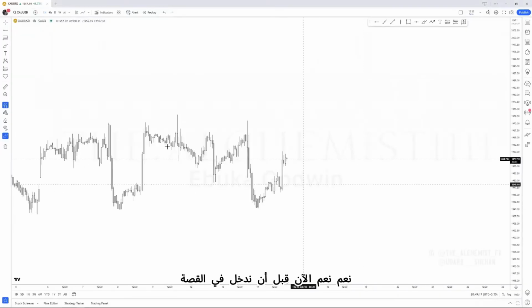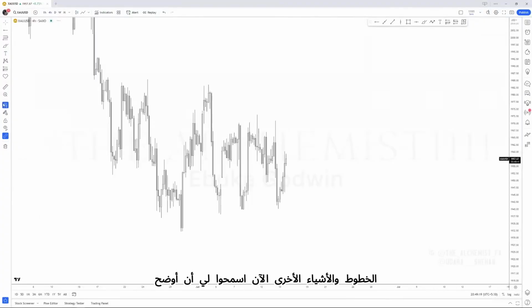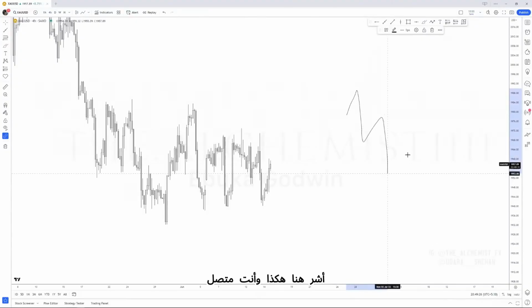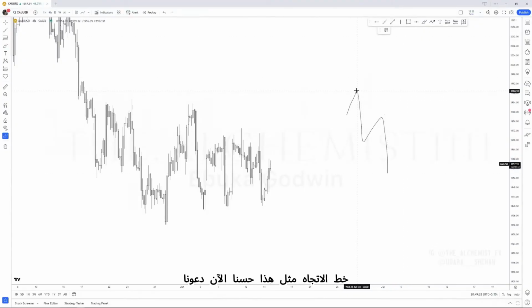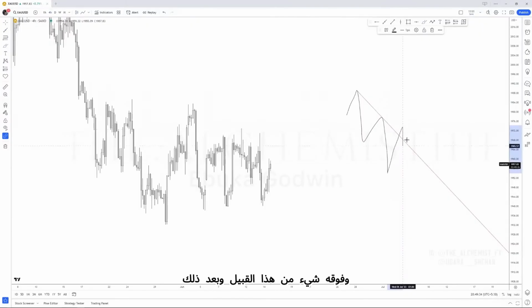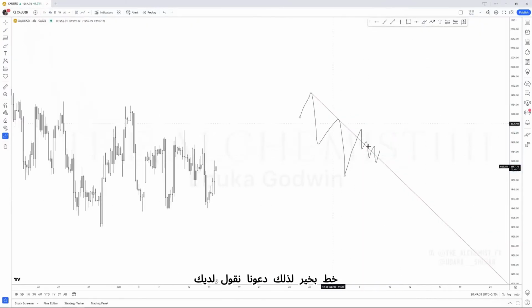Before we get into storylines and other stuff, let me clear this out. If you have one point here and another point here, and you connect the trend line like this. Now, let's say your trend line has a body closing above it, something like this, and it has done all this stuff on the trend line.